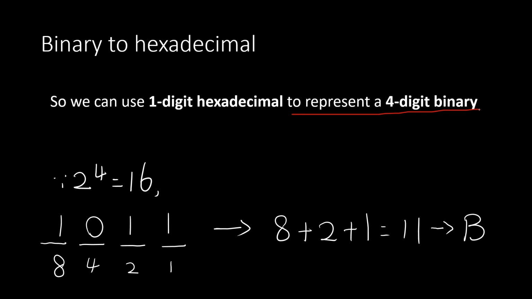So how are we going to use this property? Well, for example, we have a binary value of 1011, and then we just convert it to the corresponding hexadecimal. We add up 8 plus 2 plus 1, which is 11 in Denary, and the corresponding number 11 in hexadecimal is b. So we know this number is b in hexadecimal.